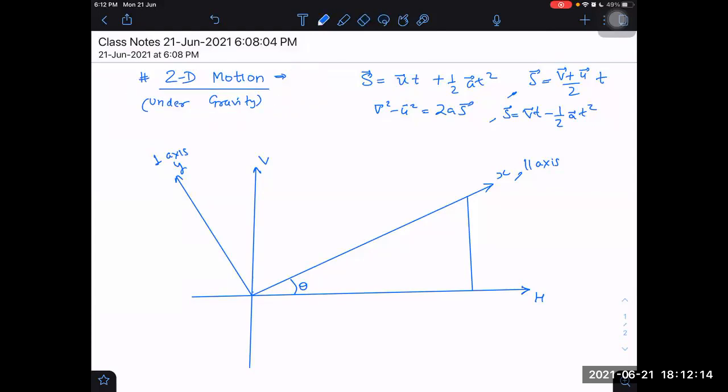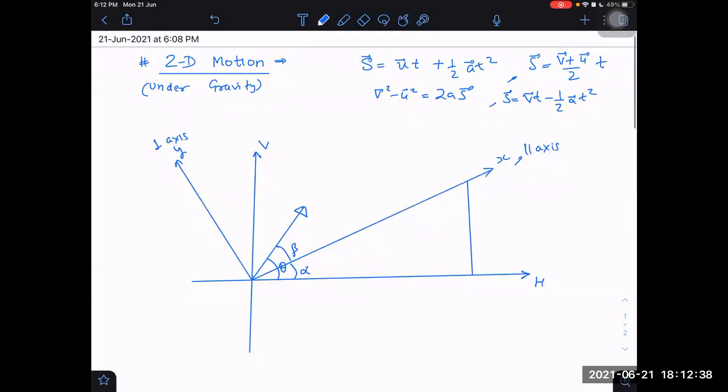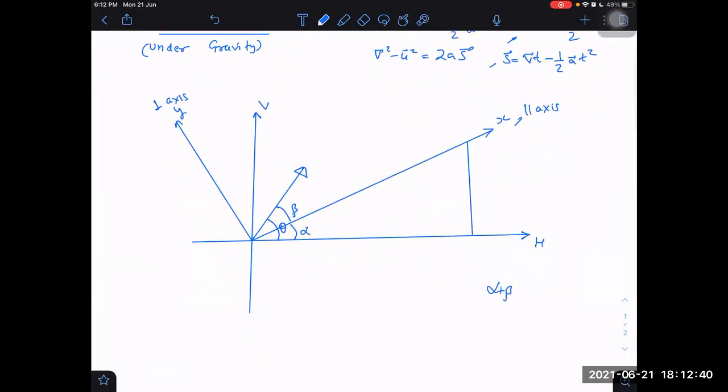Anyway, now if I take the initial velocity making an angle, what should I take as the angle? Maybe let me do one thing. Let me take this angle as alpha. This I will take as beta, and total I will take as theta. Means alpha plus beta is equal to theta. Is it okay? This is the initial velocity u.